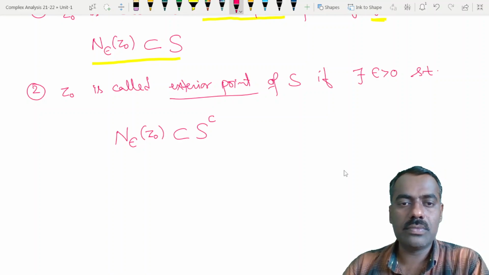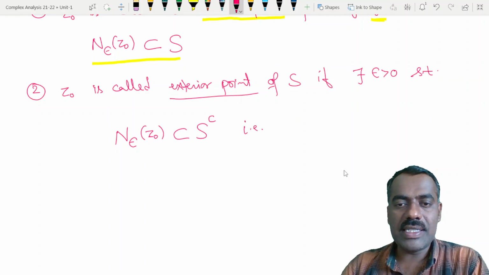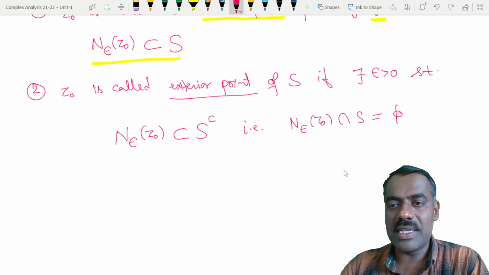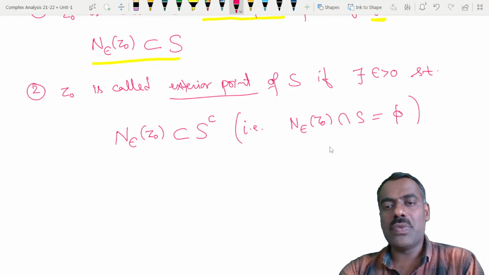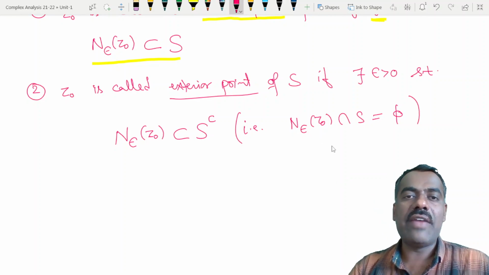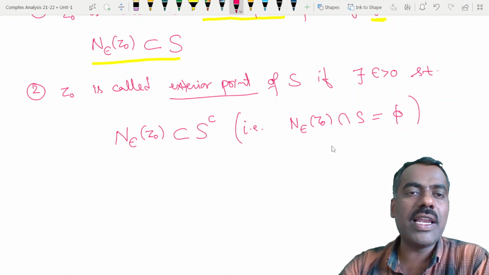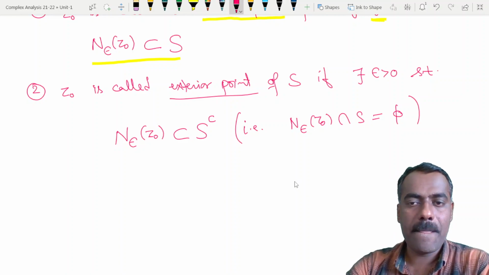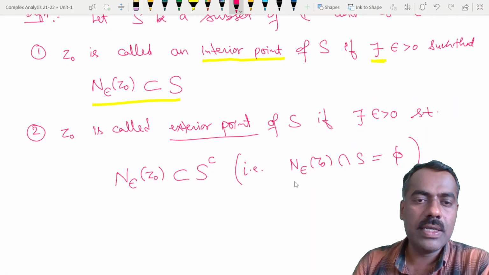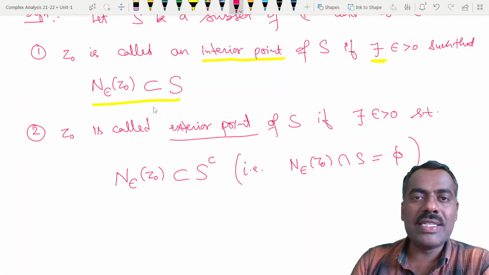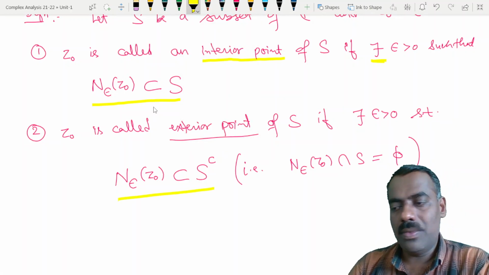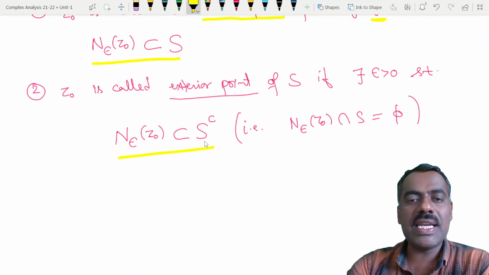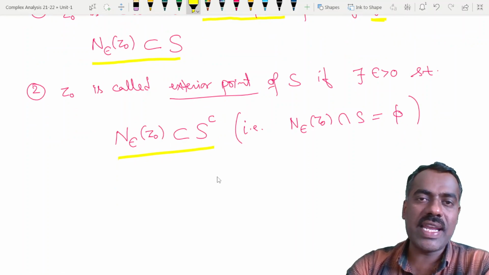This is also the same as saying that N epsilon Z naught intersection S is empty. That means there is at least one neighborhood which does not have any points in common, that means it is not at all intersecting S. Any problem for exterior? I have written similar lines here. There should be one neighborhood which is completely contained in S complement. That means it is totally outside S.